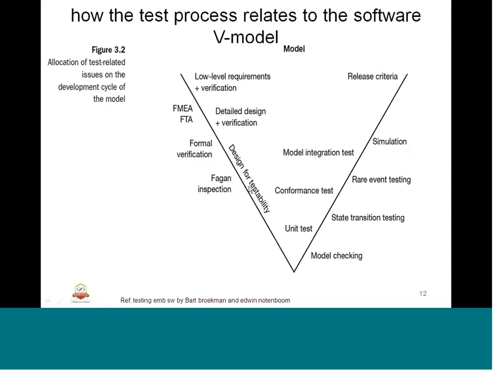You can see in detail. Similarly, for the prototype, we have low level requirements, we have release criteria on par with that, we have detailed design verification, and we have system integration test. This we have all seen, right? These are the multiple V models. It is the same in terms of the test process, how it is related to the software V model.